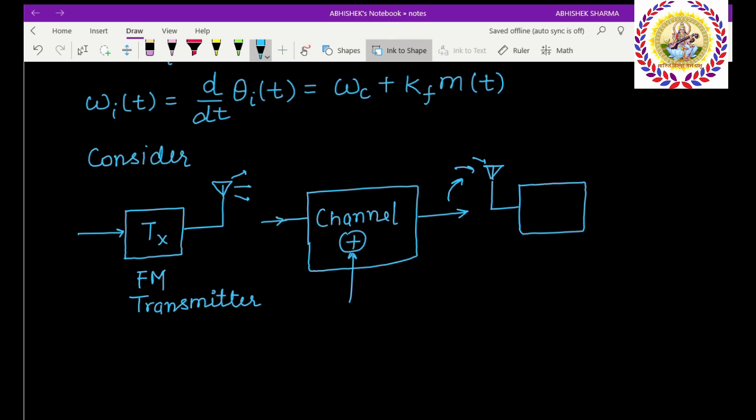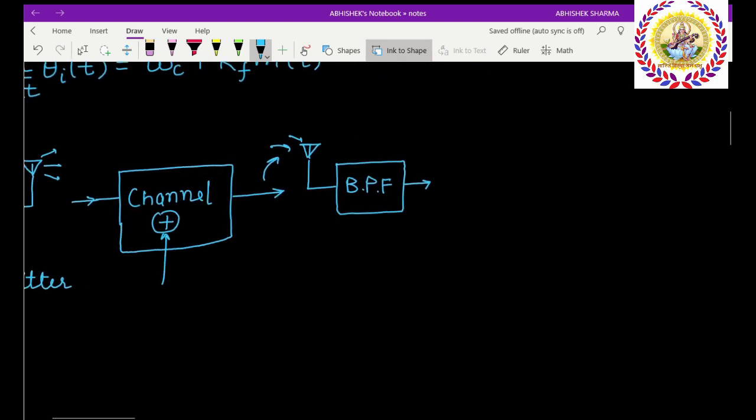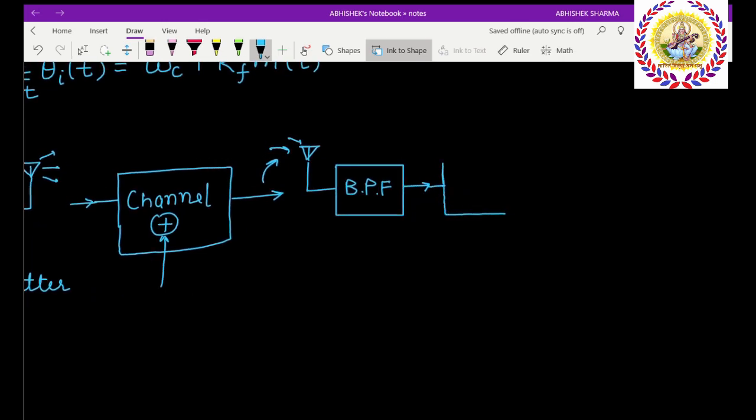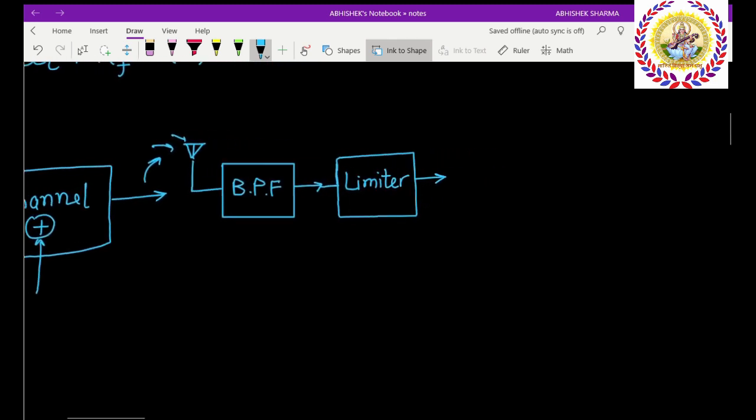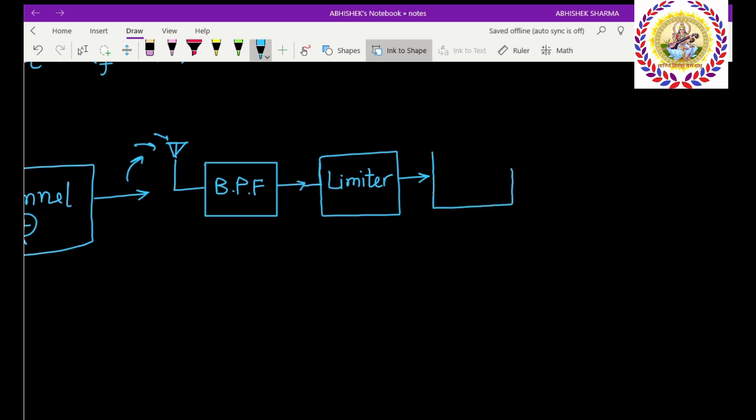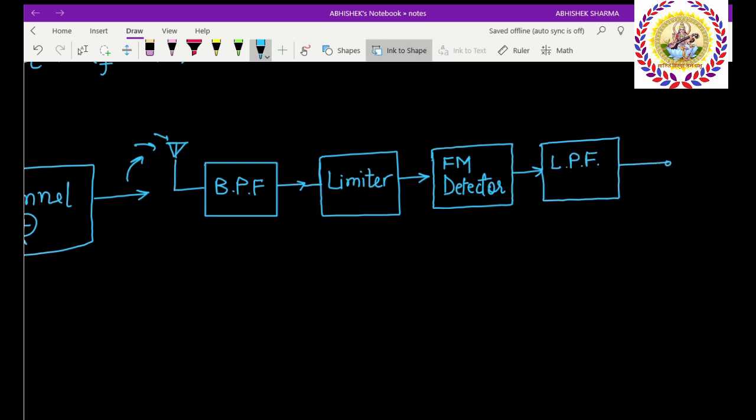This signal is received by the receiver antenna, followed by a band pass filter. After the band pass filter, it goes into the limiter, which limits any amplitude variation of the received signal. After the limiter, the signal goes into the FM detector, which comprises two circuits: first a differentiator and an envelope detector. After the envelope detector, it passes through an LPF, which is used to extract the message information, the baseband signal, and we get the actual signal with power S0, and N0 is the noise power. Basically, from the FM detector to the LPF, it is our main system.